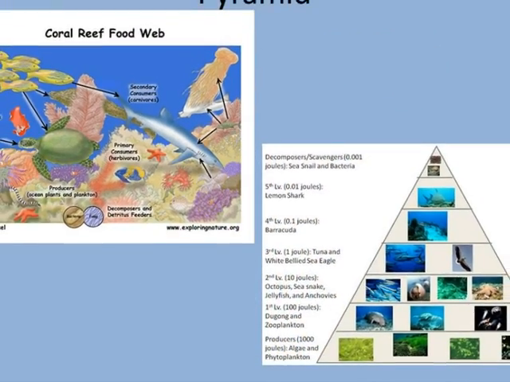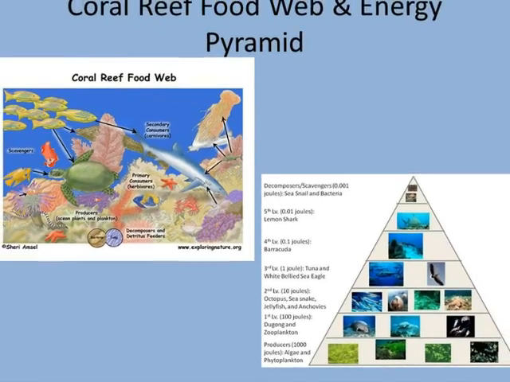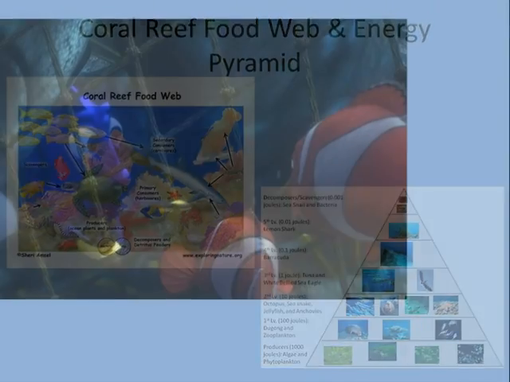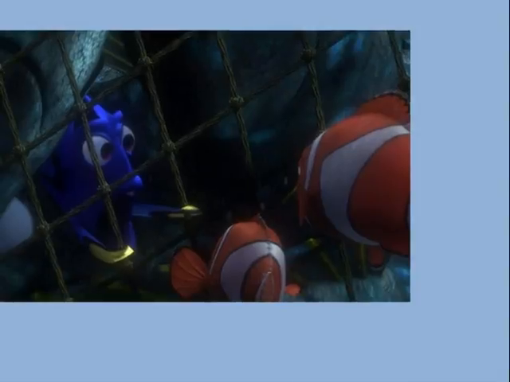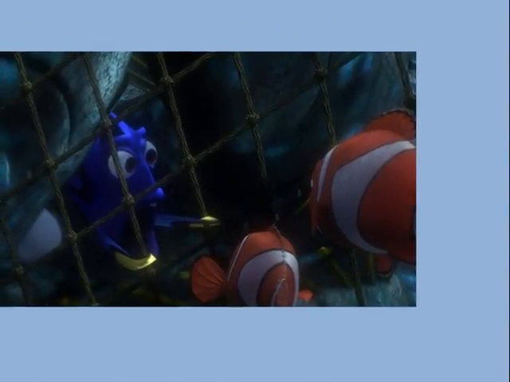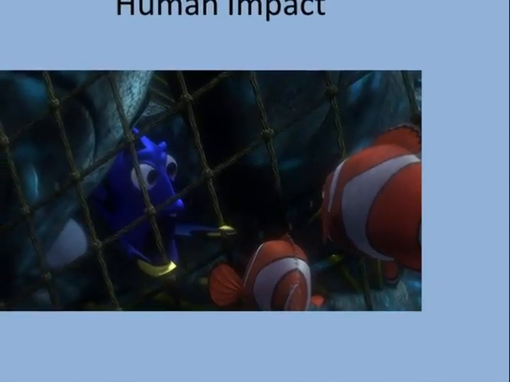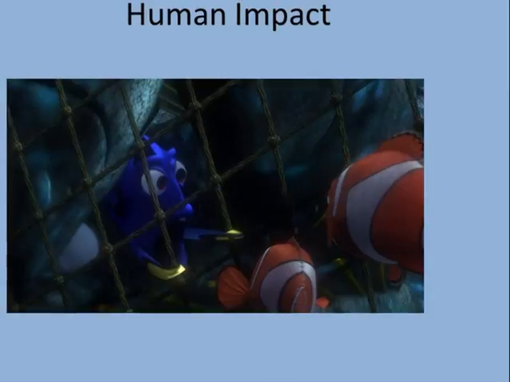To the left is an example of a food web from the coral reef biome, while to the right is an example of an energy pyramid from this biome. Coral reefs can be affected by climate change. As mentioned earlier, the average temperature is between 16 and 30 degrees Celsius. The organisms in this biome cannot easily survive under or over the average temperature. Climate change can lead to coral bleaching.